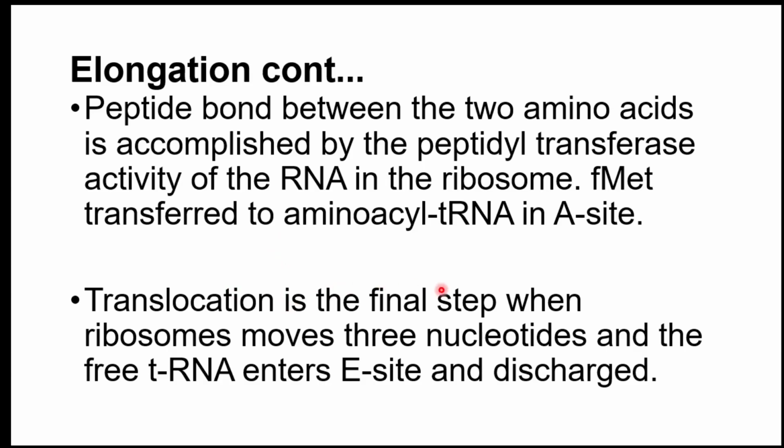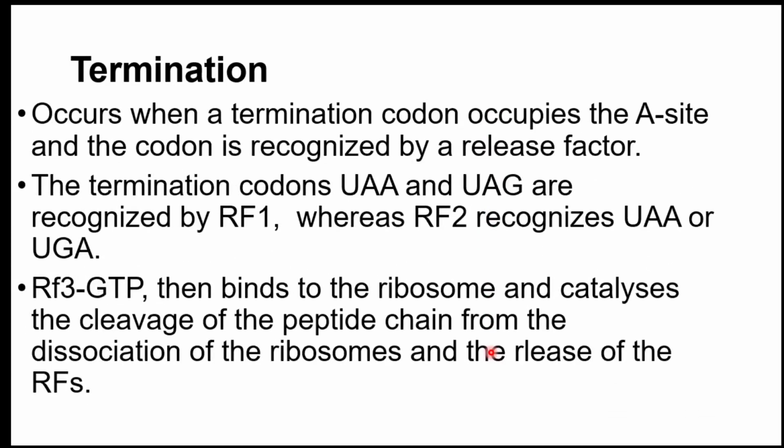So translocation is the final step when the ribosome moves 3 nucleotides. The ribosome is the one which moves, let's take note of this, it is not the messenger RNA, it is the ribosome. It moves 3 nucleotides, and the free transfer RNA enters the E site. It is free because its amino acid has already been used, it has already taken part in the formation of the peptide bond, meaning it's now free. We need to release it such that we can get another one. So this process continues until we form our peptide bond.